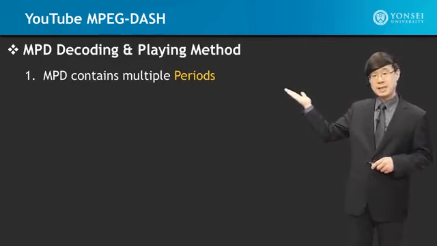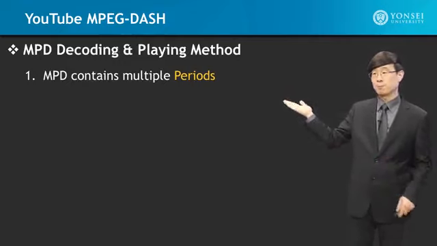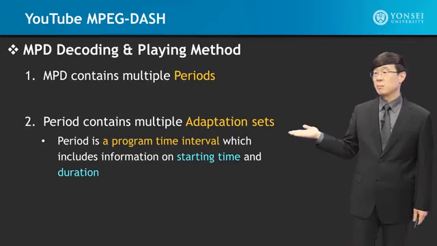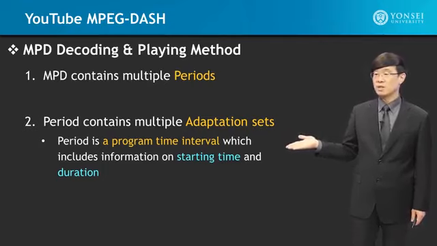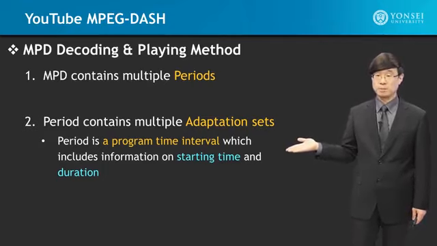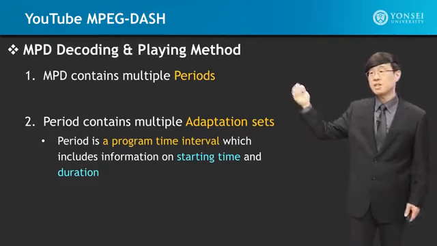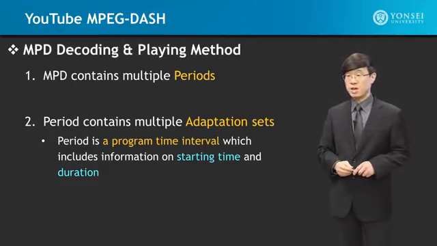The MPD contains multiple periods. The periods contain multiple adaptation sets. The period is a program time interval which includes information on the starting time and its duration. The adaptation set contains multiple representations.